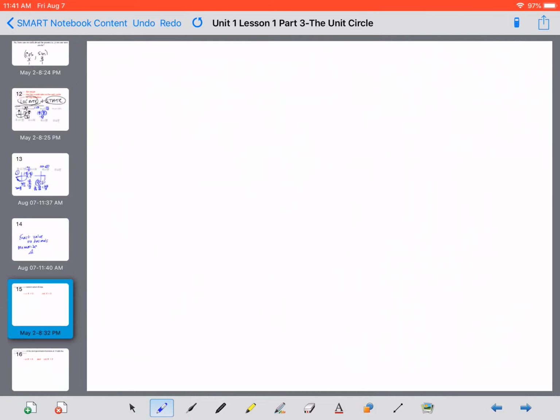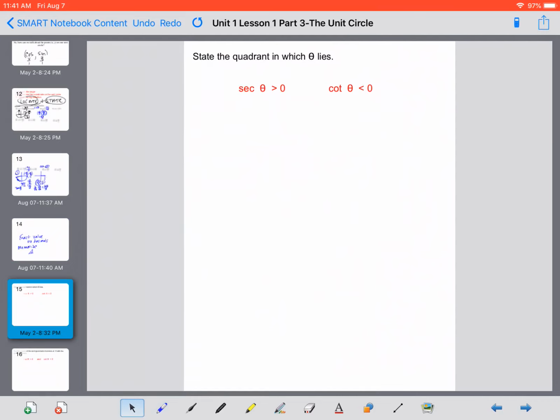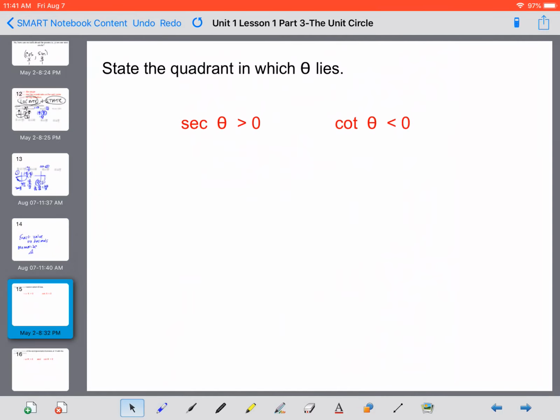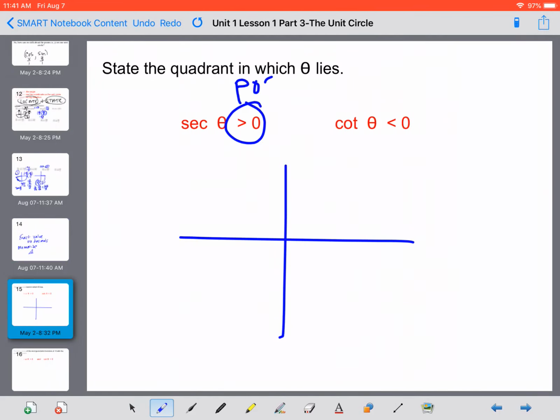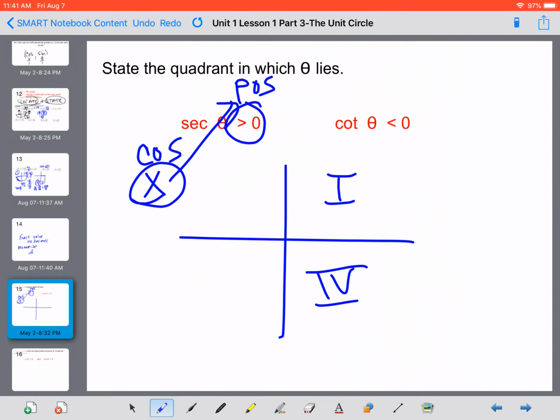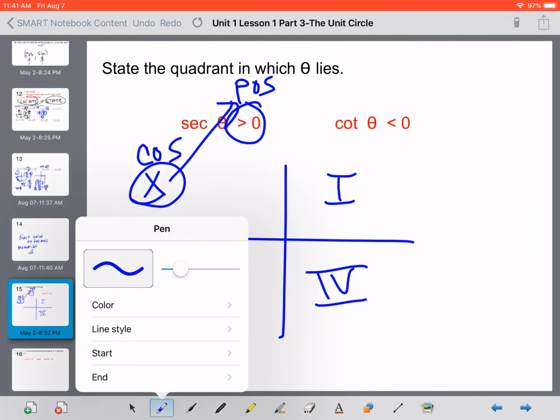All right, let's look at problem 15. State what quadrant in which theta lies. Okay. So the secant of theta is greater than 0. This implies it's positive. We know that secant is the reciprocal of cosine. Cosine is the x-coordinate. Where is x positive? It's positive in the first and the fourth quadrants.